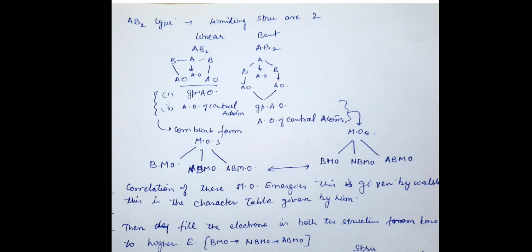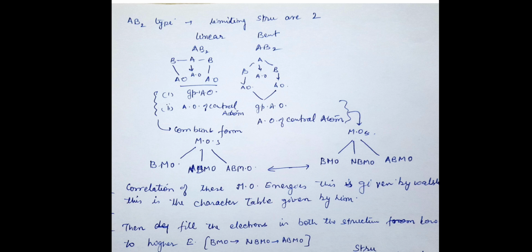Then second we take atomic orbital of central atom. In bent also atomic orbital of central atom. We do the complete exercise with both the shapes. Okay. Combine, form molecular orbital. Now group atomic orbital and atomic orbital of central atom, they both combine and form molecular orbital. Same here in the bent. Molecular orbital forms by the group atomic orbital of BB and atomic orbital of central atom.